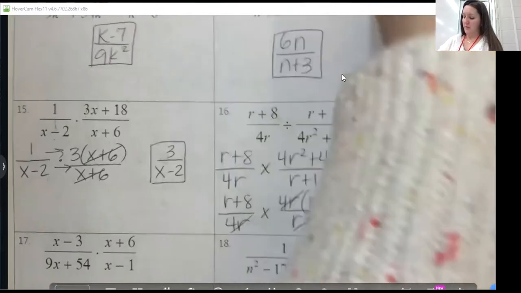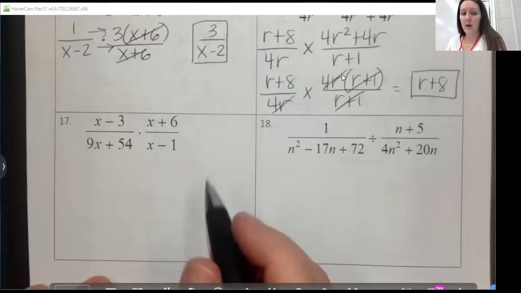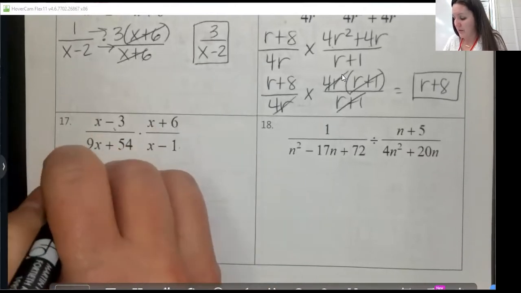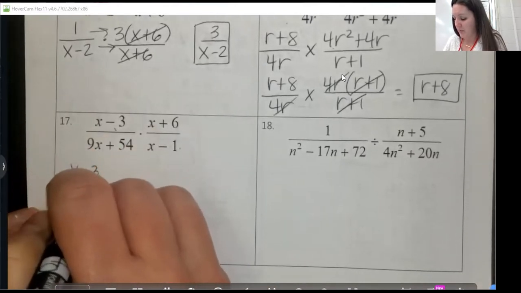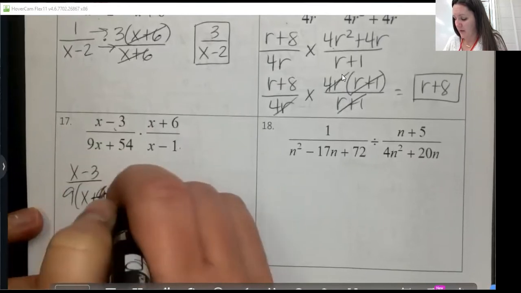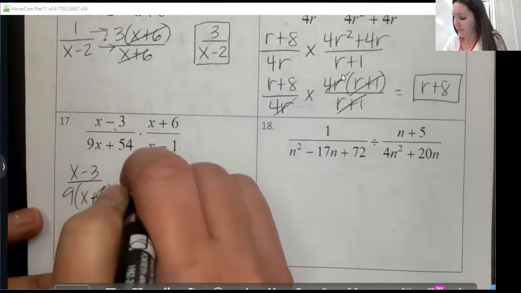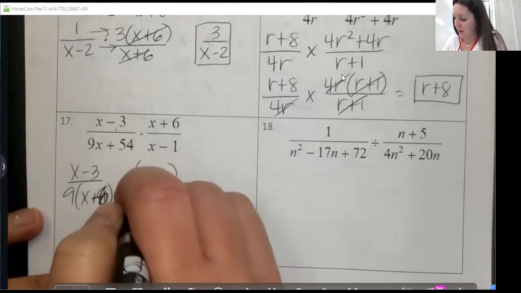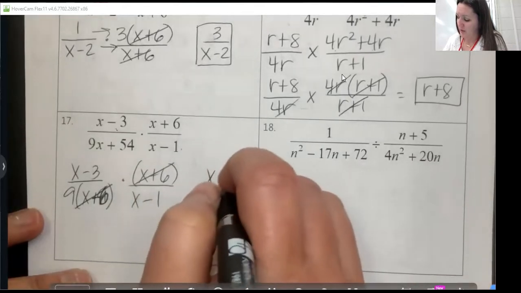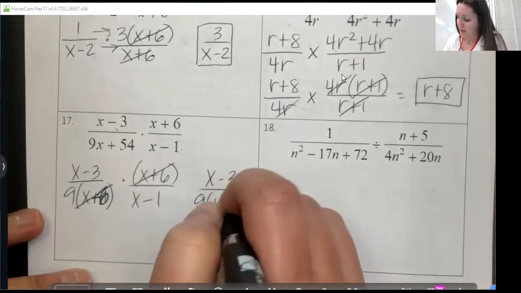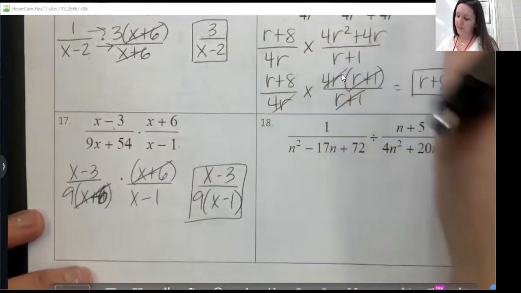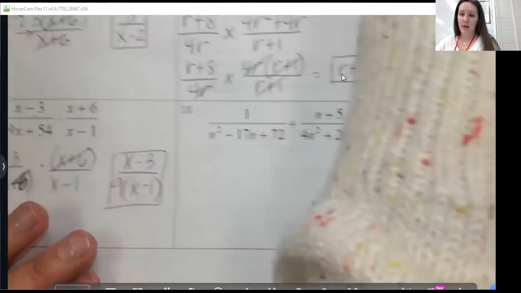All right, next one. Multiply straight across. These are already in factored form. So we're going to factor this one, x minus 3, 9, x minus 6, plus 6. Ooh. I'm going too fast. X minus 1 here. All right, so my x plus 6 is canceled. We have an x minus 3 divided by 9 times x minus 1. You don't have to multiply it out. Just leave it like it is. It's fine. All right, next one, we're dividing.